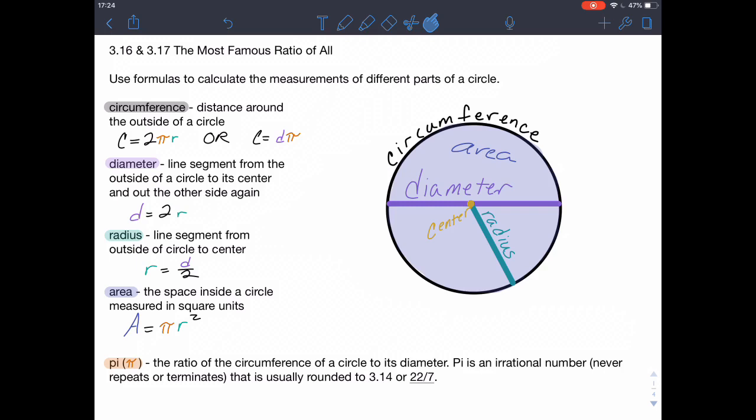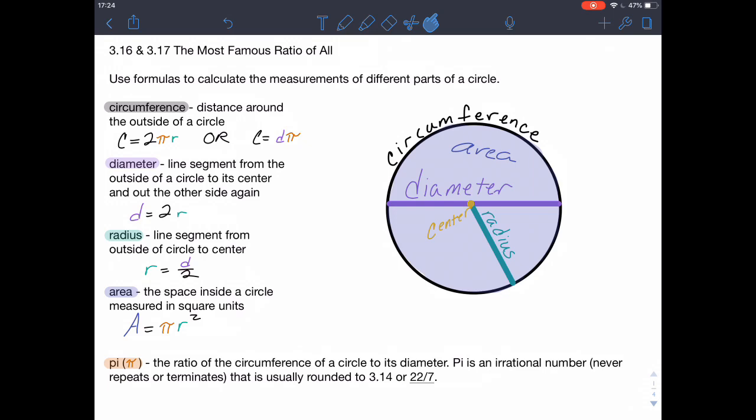Area is the space inside of a circle measured in square units. We find it by doing pi times our radius squared. And the last thing, that most famous ratio of all, pi, is the ratio of the circumference of a circle to its diameter. Pi is an irrational number. It never repeats or terminates, and because it goes on forever, we usually round it to 3.14, or sometimes to the fraction 22/7. There is a pi button on most calculators, and sometimes you will be required to calculate pi using that button.